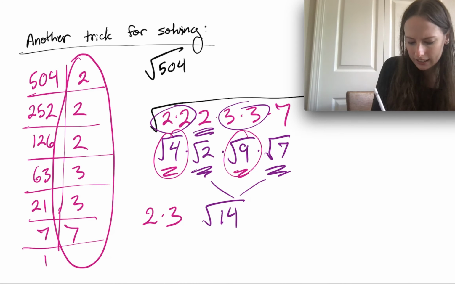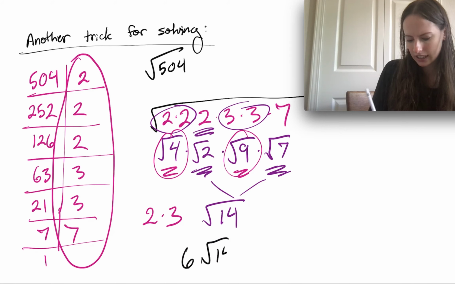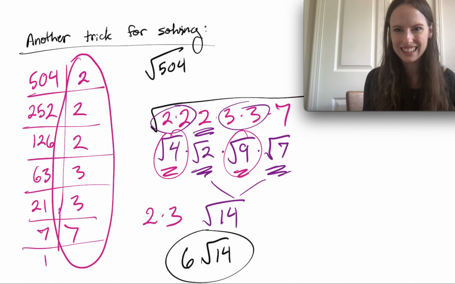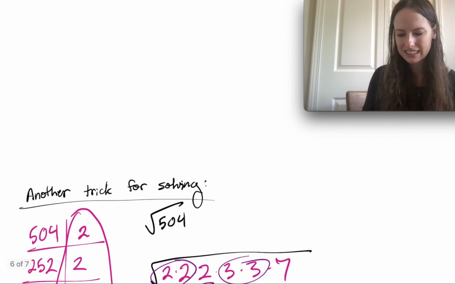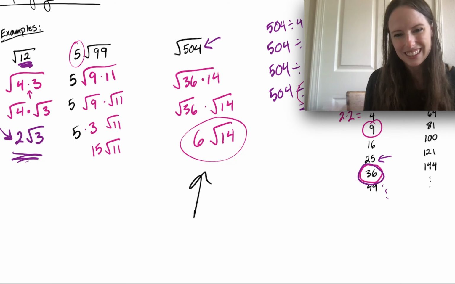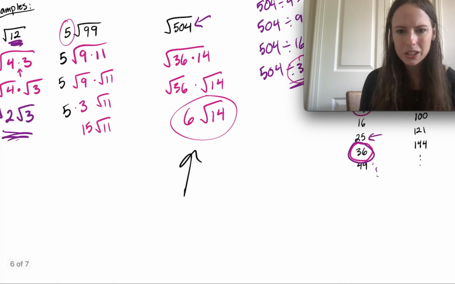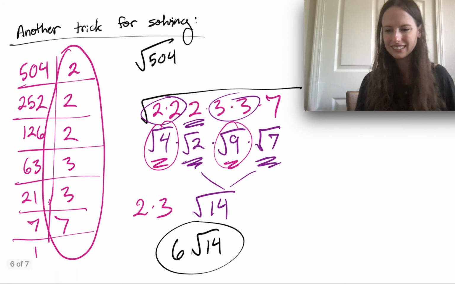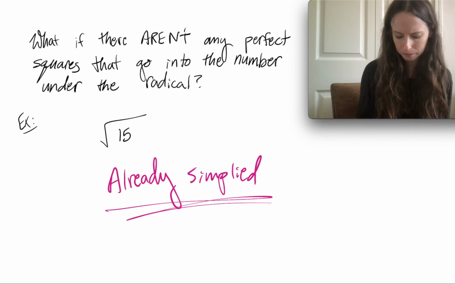So our final answer here will multiply 2 times 3, which is 6. So our final answer is 6 root 14. And you notice that's actually the same answer that we got up here when we used the other method. So whichever method works best for you is fine, and have fun simplifying those radicals.